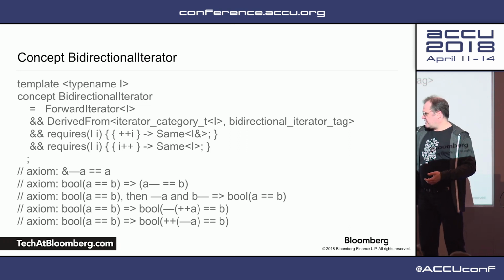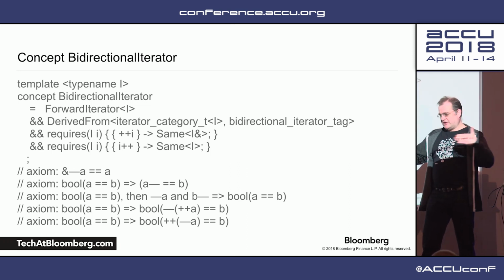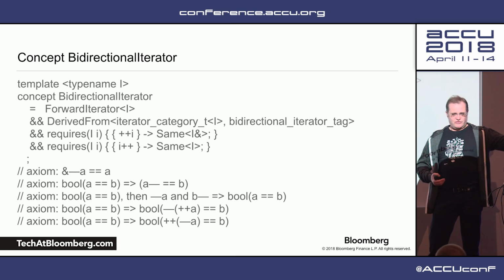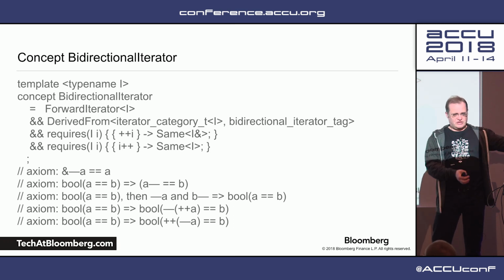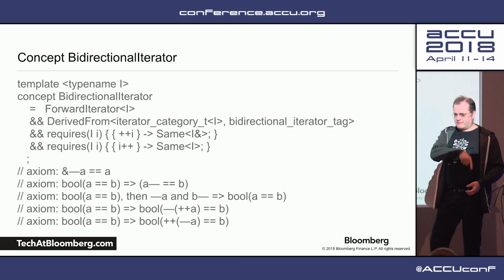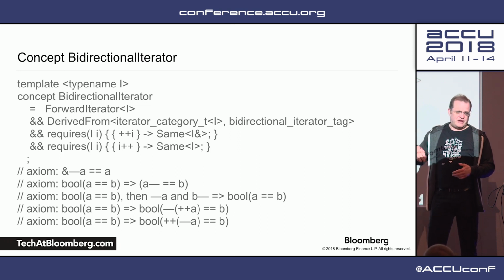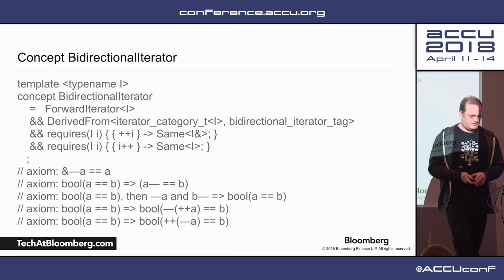And then we have the other one. If you're on the same position, we decrement both objects. Once is pre and once is post decrement. We should get the same thing. And the other one is going forward and back, or backward and forward. So to basically say these are the requirements of what bidirectional iterators say. So these are the axioms.